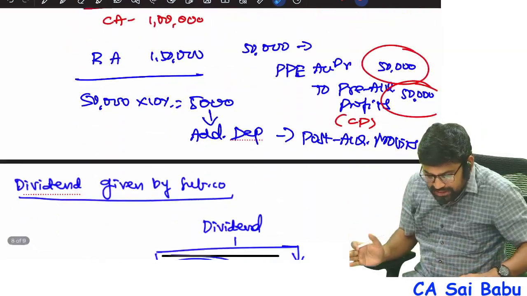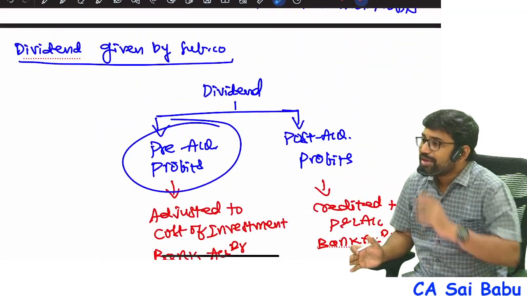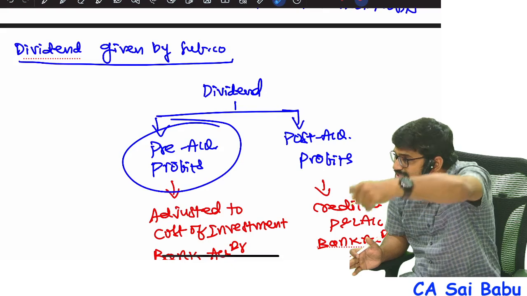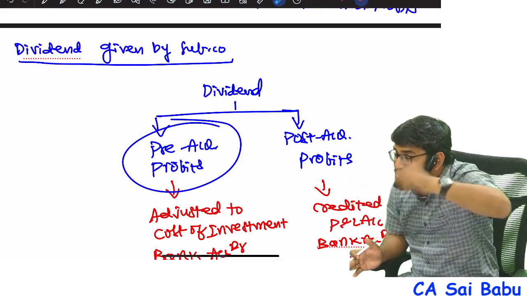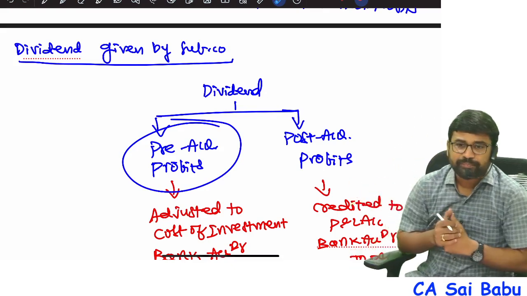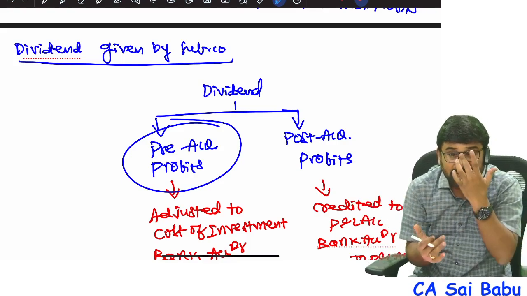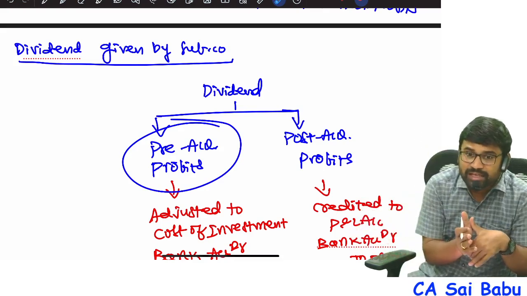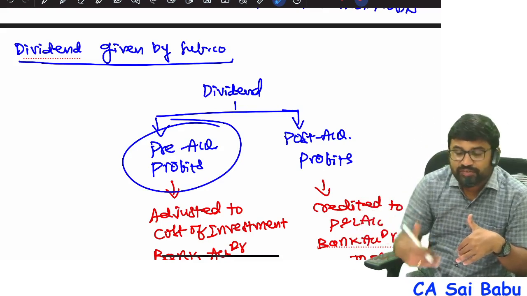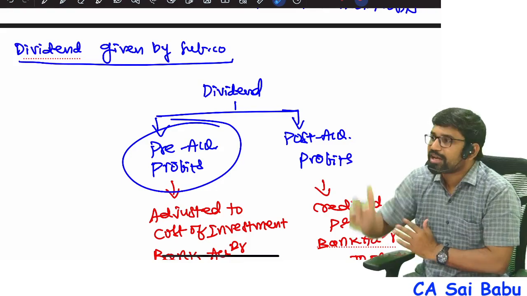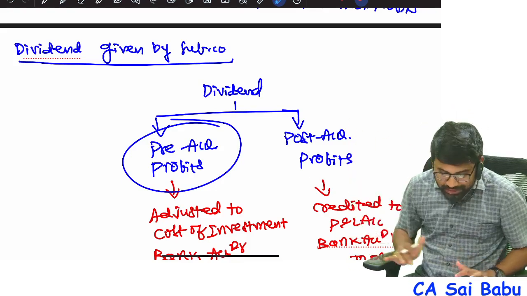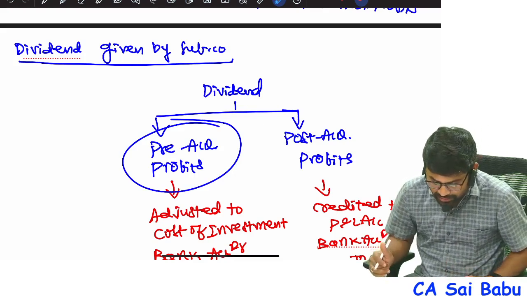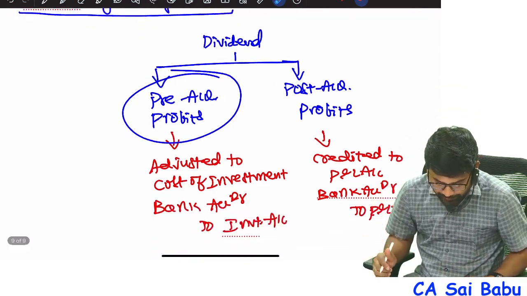Right? What is the second adjustment we did? Dividend given by the subsidiary company. When the subsidiary company pays the dividend, which is received by the parent, you need to see from which source the subsidiary company has given the dividend. Is it pre or post? If the dividend is given from pre, adjusted to cost of investment. If the dividend is given from post, credited to the P&L account. This is another adjustment when you are analyzing the profits of the subsidiary company.